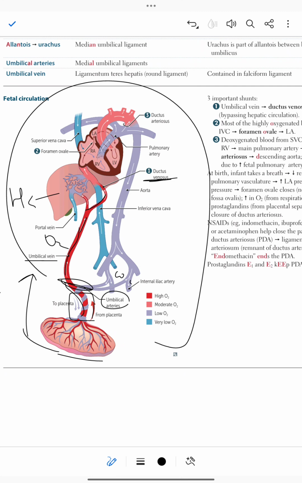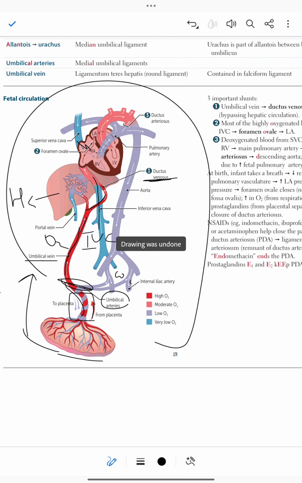Ductus venosus releases the blood to inferior vena cava. This vessel is inferior vena cava. Inferior vena cava goes up and releases the blood to right atrium of the heart. Within the right atrium and the left atrium, interatrial septum is located. This is an interatrial septum.